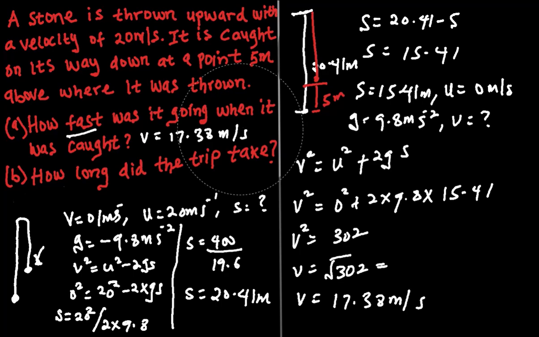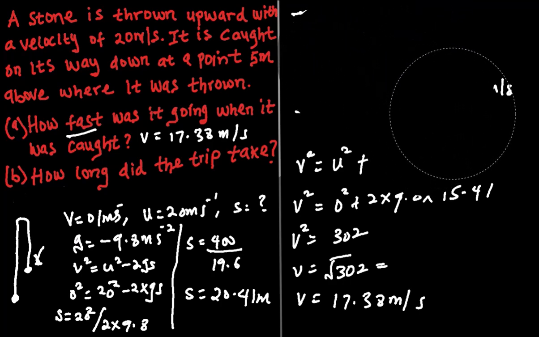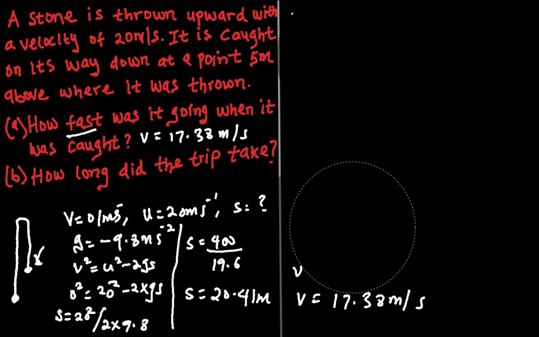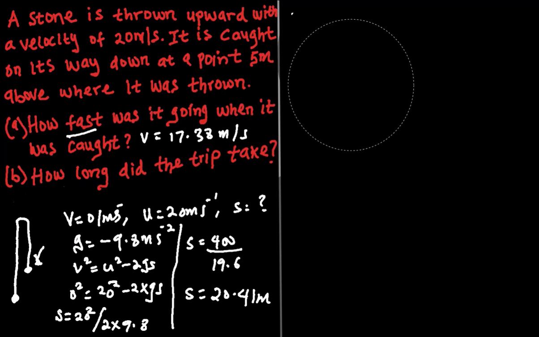Now, the second part of the question says find how long the trip takes. So how long is the time? We want to look for the time it took for the object to make this trip. So what is the trip? The trip is the time taken for it to go upward and then to go downward till it was caught. So this is what we'll do. We'll divide the motion into two again. We'll look for the time taken for it to go upward and the time taken for it to come downward till it was caught. So let's call the time to go upward T1.